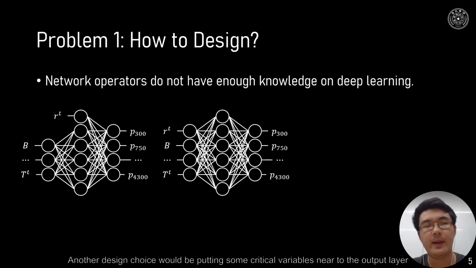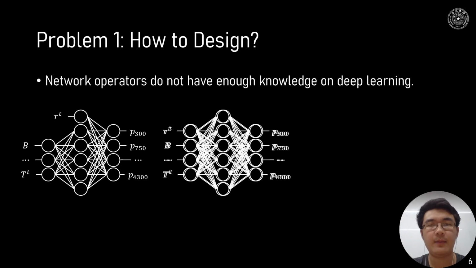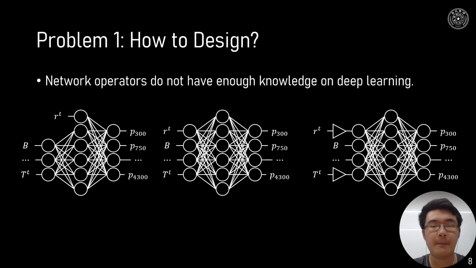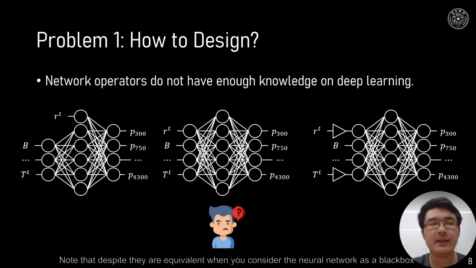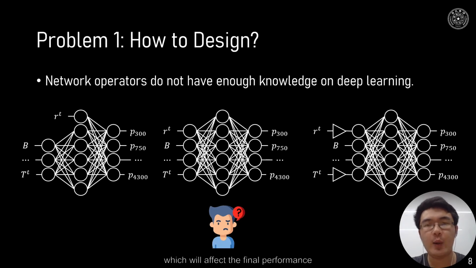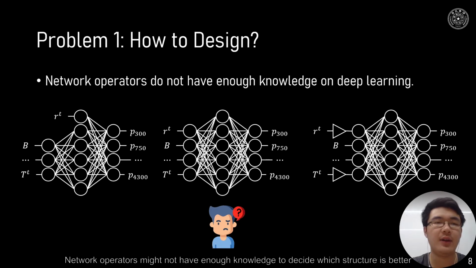Another design choice would be putting some critical variables near to the output layer. A third design choice might be adding some pre-processing units to some inputs, and there could be much more candidate structures. Note that, despite they are equivalent when you consider the neural network as a black box, the fact is that neural networks with different structures have different training efficiency, which will affect the final performance. Network operators might not have enough knowledge to decide which structure is better.